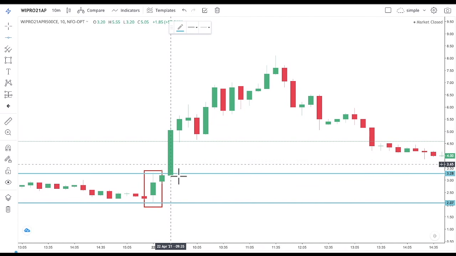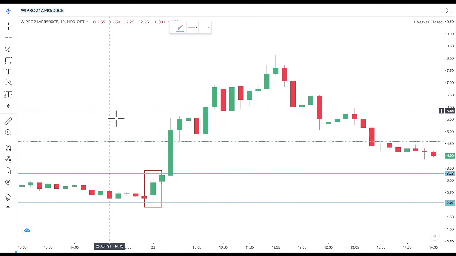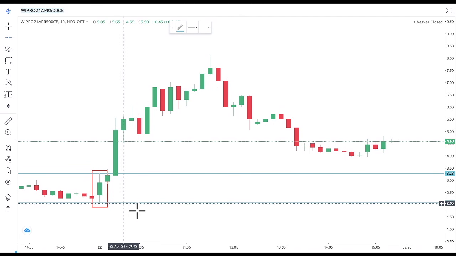So if this is the candle, up to 60% level will be the stop loss. Okay, as of now what we did, we came to Wipro 500 call option. At the high of this candle we entered, at the low of this candle we kept stop loss. Now we understood this is the stop loss, right?